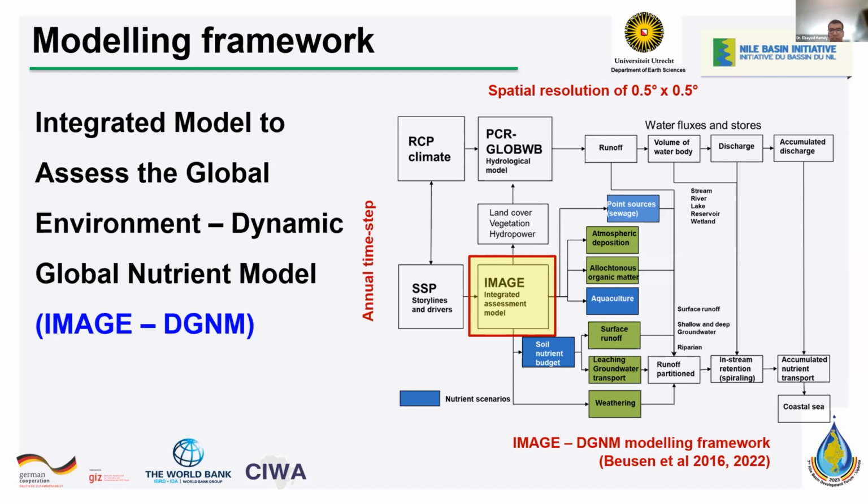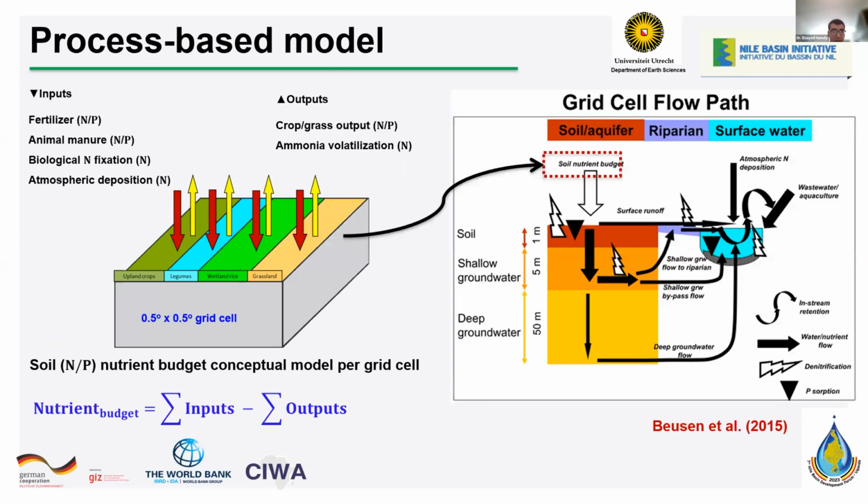So the model is a spatially explicit model with a resolution of 0.5 degree and runs at an annual time step. And it has been applied to quantify the nutrients at the global level and also in rivers across the world. So for the case of the Nile here, I'm applying that model to the Nile system, and also extended that for the nutrients.